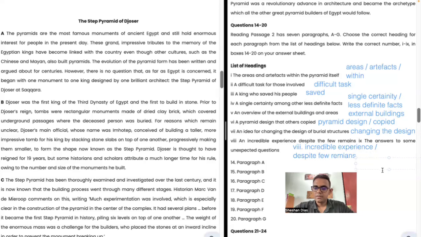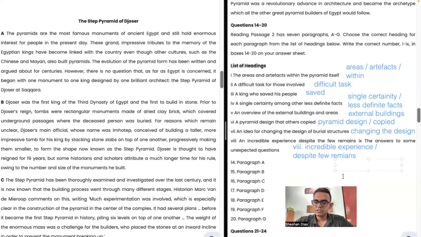Okay. Finally, question number 9, we have the answers to some unexpected questions. So I believe that unexpected questions, and then the word answers to some unexpected questions would be the keyword over there, right? Okay, so now we have listed out the keywords of each heading.